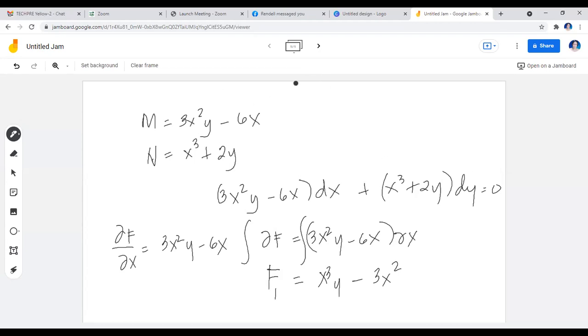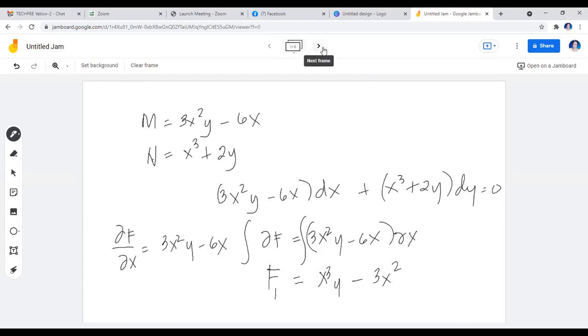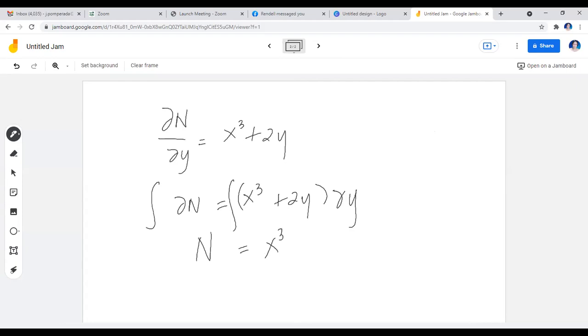What will happen now? Go to page 2, where N will be partially integrated with respect to y. So the partial derivative of N with respect to y is equal to x cubed plus 2y. Let me go back, class, to check. Okay, and then we transfer the partial differential of N, which is x cubed plus 2y, and multiply it with the partial differential of y. Then we integrate. N is equal to x cubed y plus y squared.